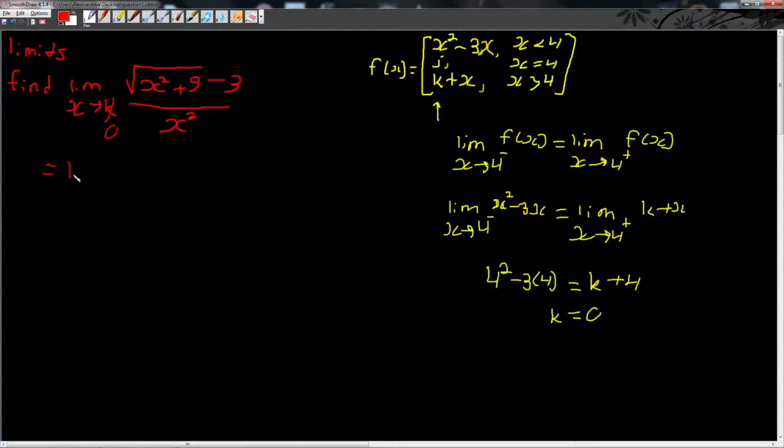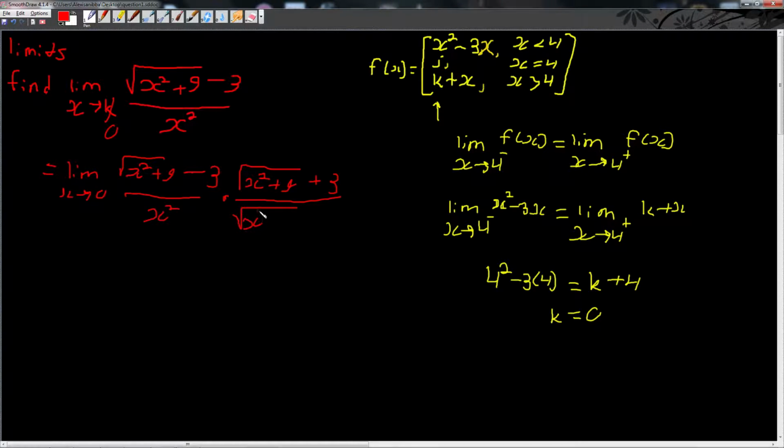To do that, we have to rewrite the equation: the limit of x, in this case approaching 0, of square root of x squared plus 9 minus 3 divided by x squared, and multiply it by its conjugate, which would be square root of x squared plus 9. Remember to flip the sign, plus 3. And what you do to the numerator, you have to multiply the same by the denominator. So it's the same as multiplying by 1.